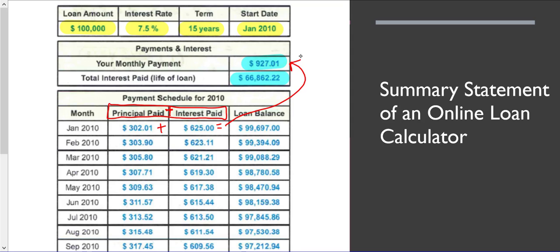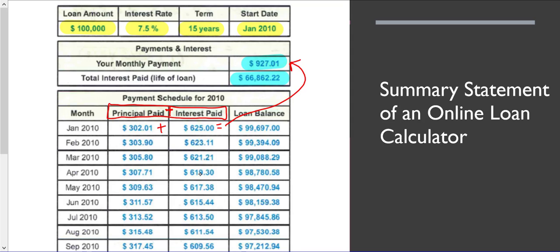Now, if we look at the schedule, you'll notice that at first, the amount that counts towards the principal of your loan, the amount you originally borrowed, actually gets bigger the more you pay off on your loan. And the interest paid gets smaller the longer your loan goes on. That's because as your principal gets smaller, the amount calculated for interest also reduces.